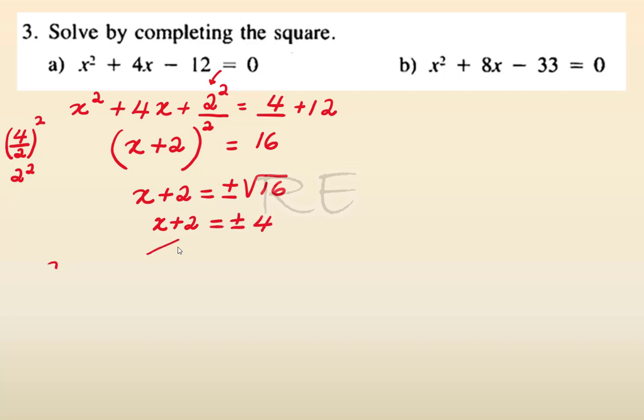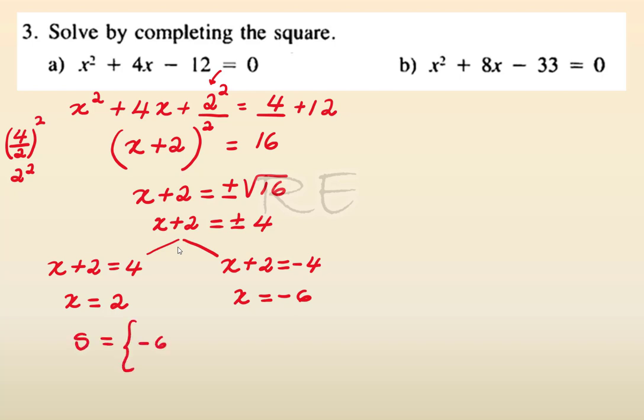We can have x plus 2 equal to 4. When we subtract 2, x is equal to 2, or x plus 2 is equal to negative 4. When we subtract 2, we get negative 6. So the solution set is negative 6 and 2. By the way, the equation is factorable, and it's x minus 2 times x plus 6.